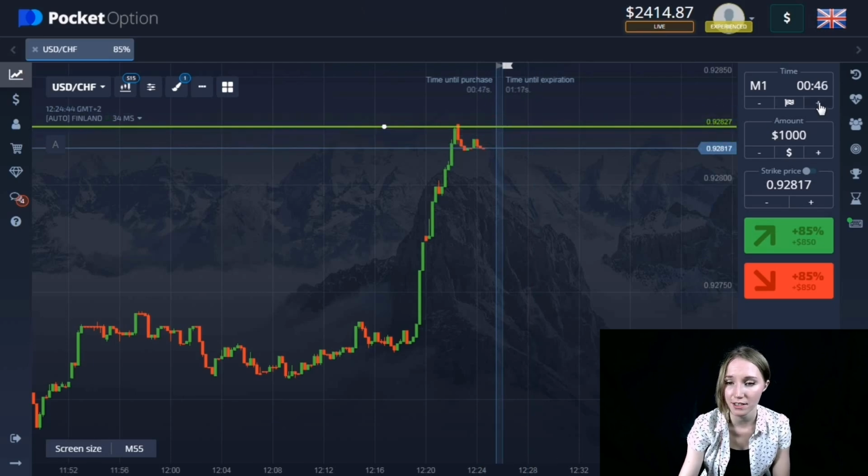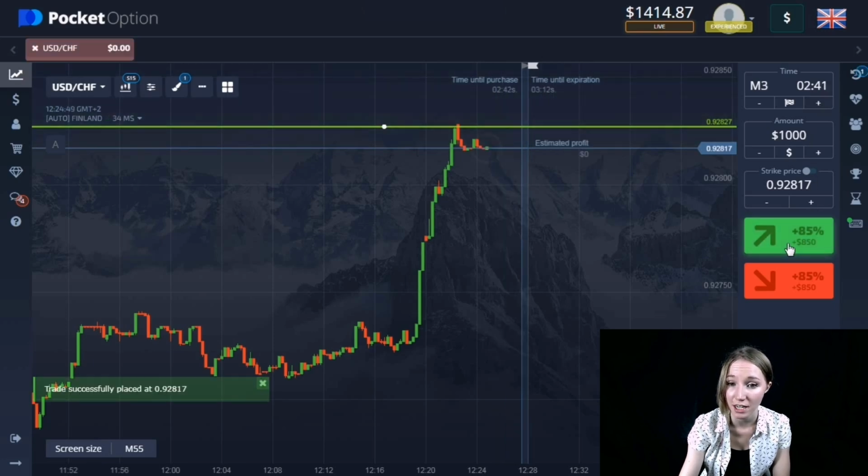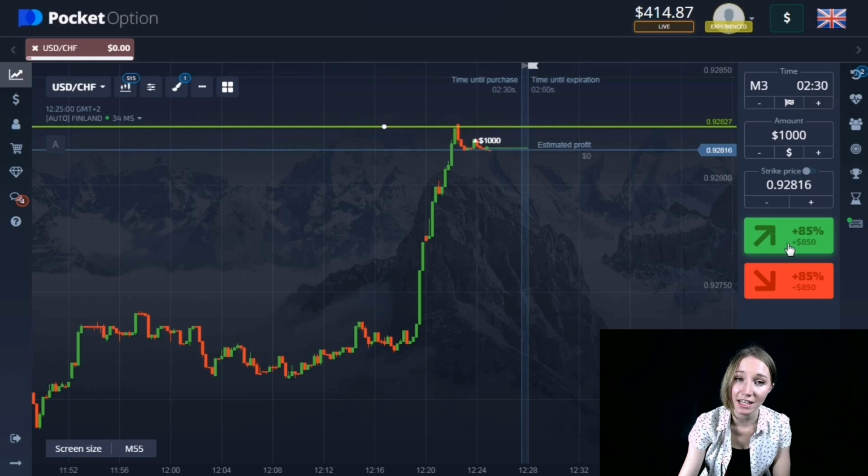I'm sure that this level will be broken through very soon, and I offer to open a trade for 3 minutes here with up, because if there will be a small flat or a small pullback down, after that the upward movement will continue and this level will be broken through. So guys, let's see the results we can get here.